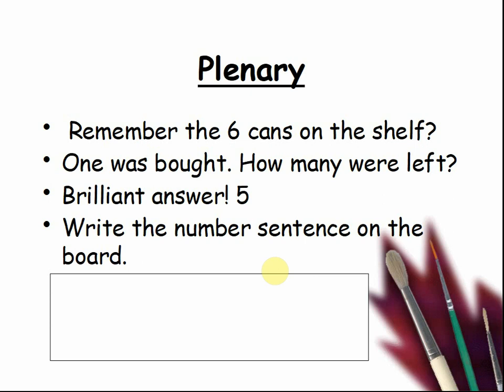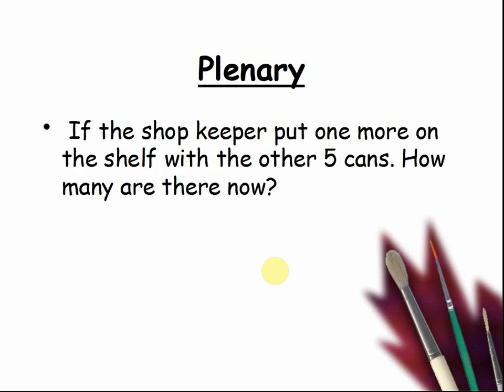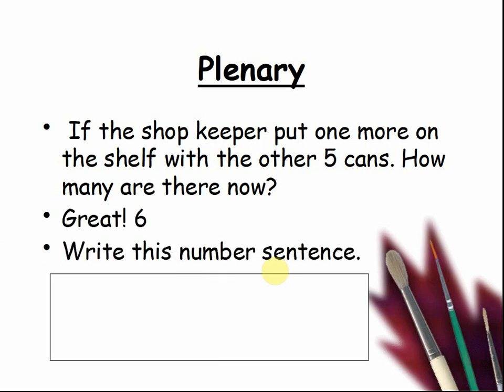Pause the video until you are ready. If the shopkeeper put 1 more on the shelf with the other 5 cans, how many are there now? That'd be 5 plus 1 more equals 6. That's right. Write this number sentence down. Pause the video and write the sentence. 5 plus 1 equals 6.